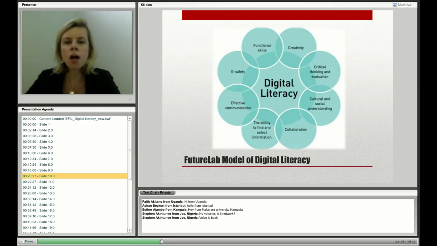This model recognises, as many of the others we're going to look at do, that functional skills are part of digital literacy. But I think what's really clear as well is that there are many aspects to digital literacy, and to equate it with computer skills would be largely inaccurate. And also in this model, I just wanted to emphasise, it has a cultural and social understanding, which many of the other models also have.